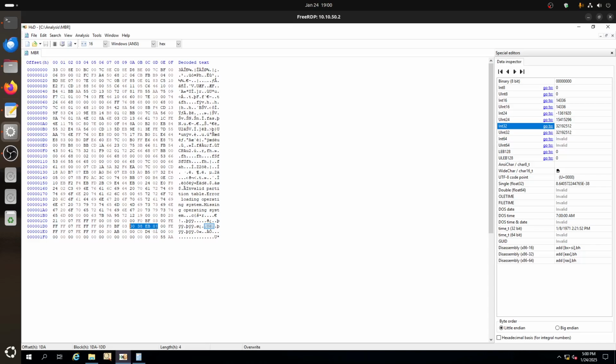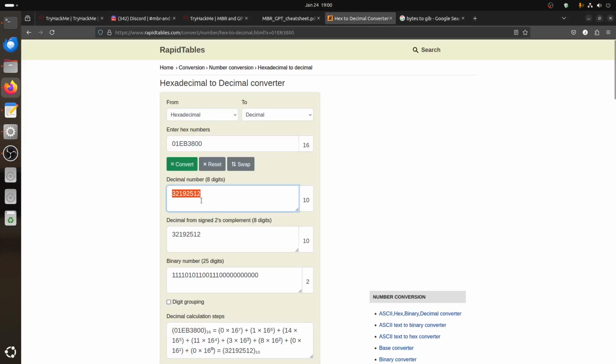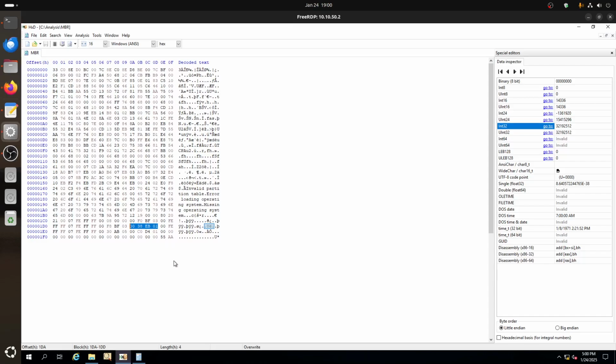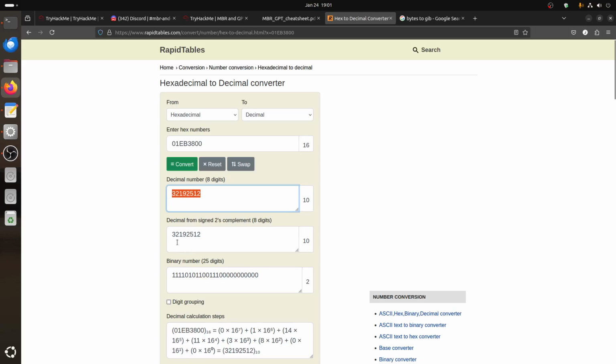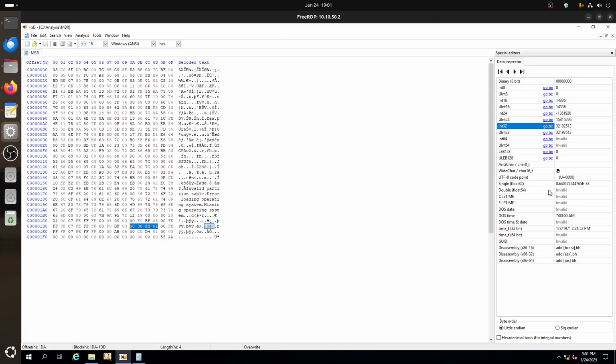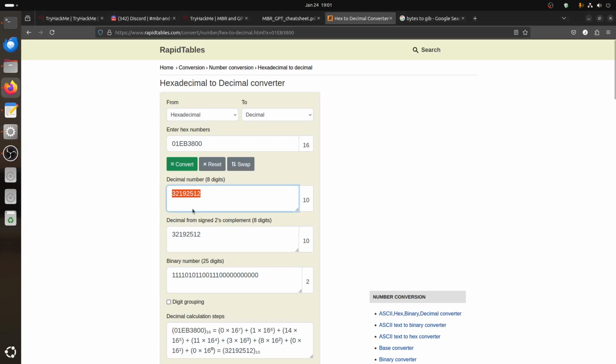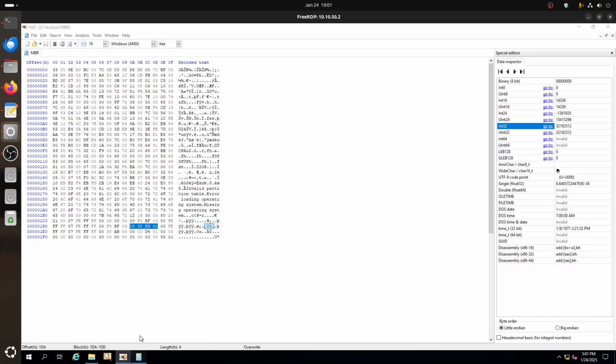0038 EB01. What? Why are things not working? So you reverse it to be 01, then EB3800. What was the result we found? 3219. It's already calculated there. So there is no need for that. 512. Okay, so is the calculator messed up here?